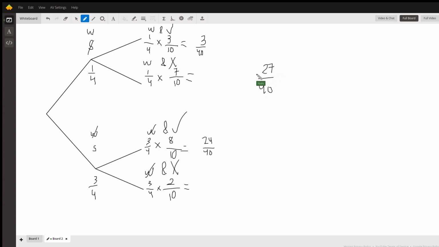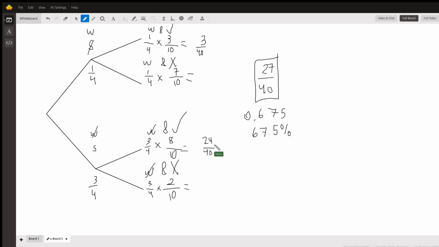And you should probably convert that into a decimal and then convert that into a percentage. So if you type 27 divided by 40 into your calculator, you get 0.675, which is 67.5%. And I got this percentage by multiplying by 100.